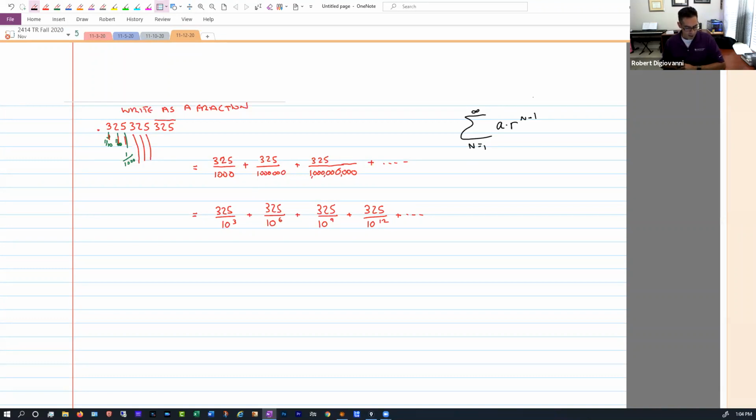So I've got that. Now, all of them have a 325. And I noticed that the denominators are all powers of 10, but they start at 3 and then continue to go up by 3 each time. So how could we generate a list of numbers that would start at 3 and then jump by 3 each time, right? That's the question. So I'm going to convert this to a sum. My numerator is always 325. And then, someone tell me, 10 to what power? I want to start at 3 and jump by 3.